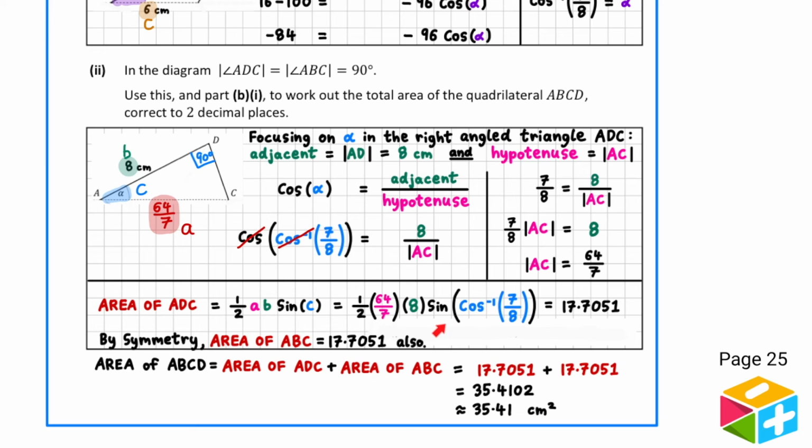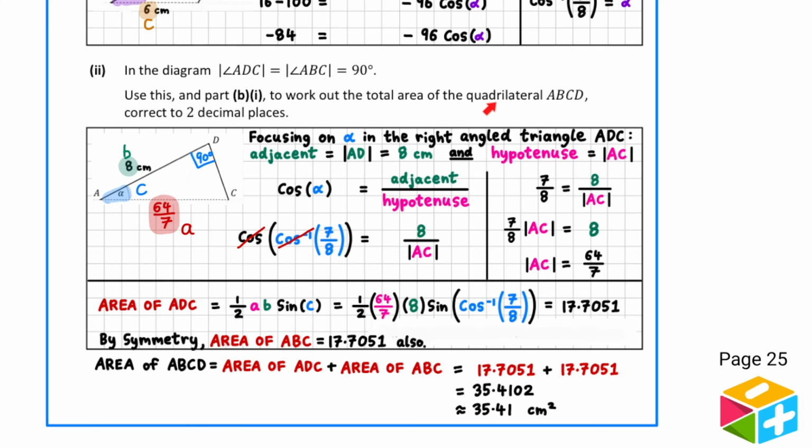Typing this big expression into our calculator will give us the area. It's 17.7051. We were asked to find the total area of the quadrilateral ABCD.